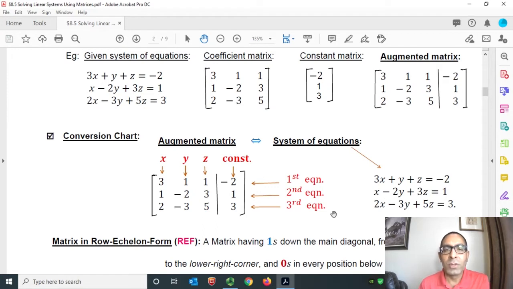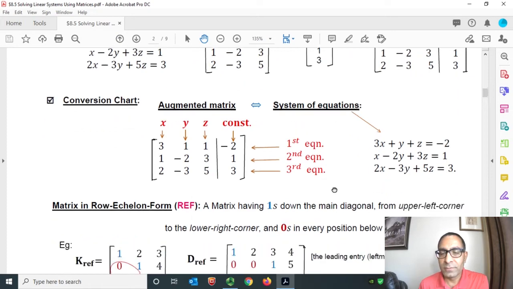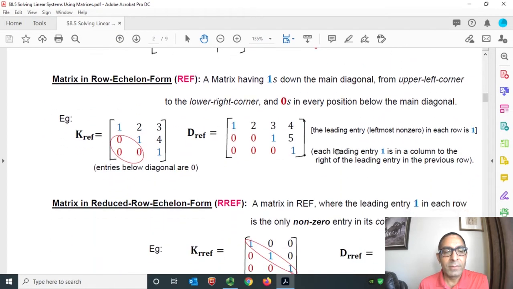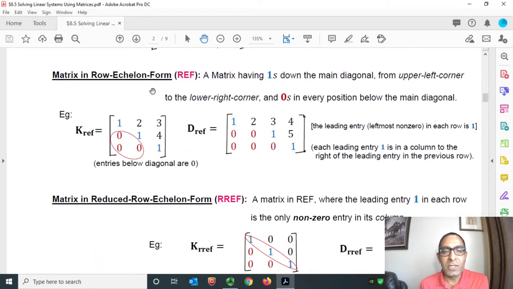So I hope you understand how to convert an augmented matrix to the system of equations and from the system of equations to the augmented matrix. Let's move on. Next, matrix in row echelon form. We also write matrix in RREF form.